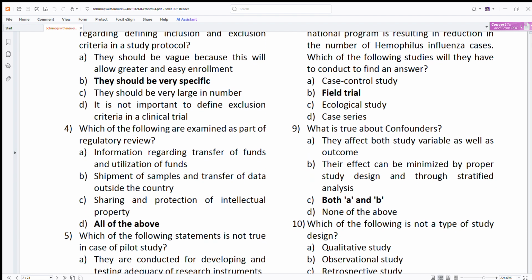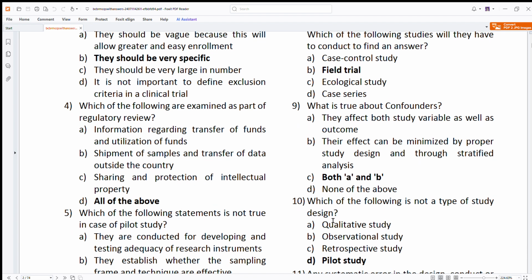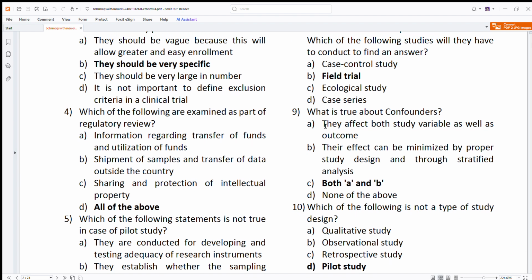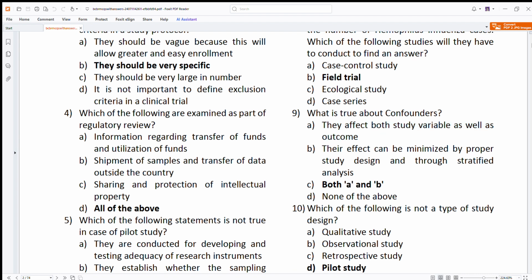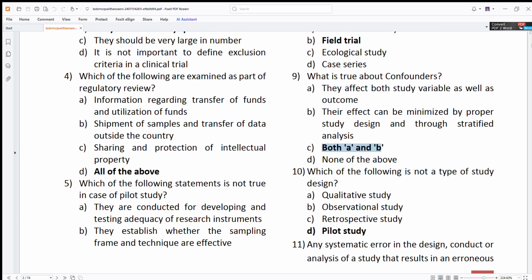Then extremely important: confounders. The definition is extremely important. They affect both the study variable, they affect both the exposure and outcome. This is very, very important. Confounders definition is very commonly asked. Then number two, their effect can be minimized by proper study design and through stratified analysis. That is, you divide people into certain subgroups or strata, or homogeneous strata. In stratified analysis, the groups are homogeneous. Then the answer is both A and B. They affect both study variable and outcome, and the effect can be minimized by proper study design and through stratified analysis.